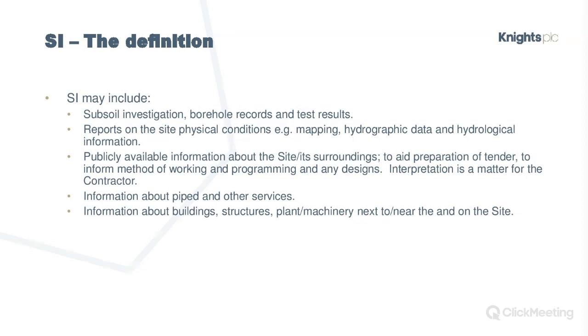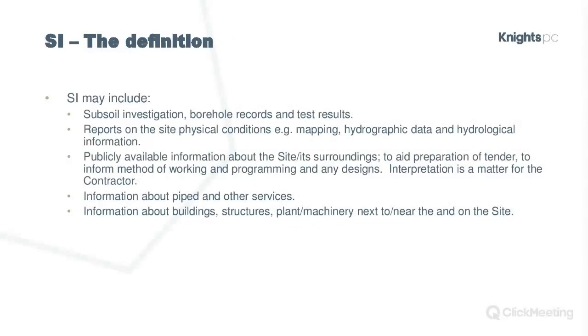So site information, what kind of information will it include? Well, it could include investigations, test results, the usual site investigations that you would expect the client to have carried out prior to putting the work out to tender, because of course the less of that there is, the more uncertainty the contractor is going to have in the work that it's carrying out, and therefore have to factor it into its price.